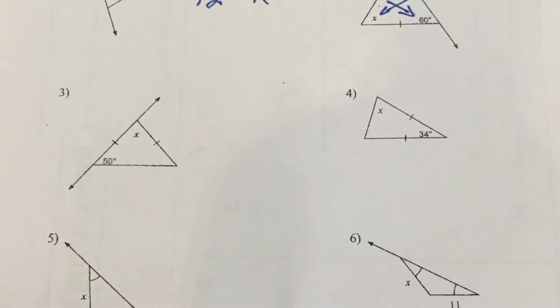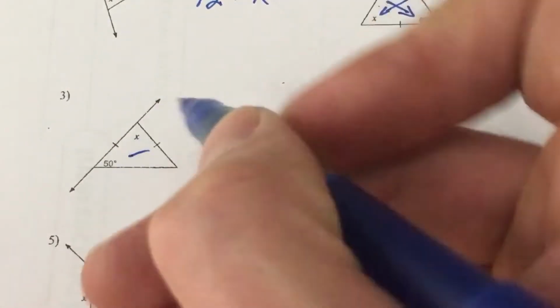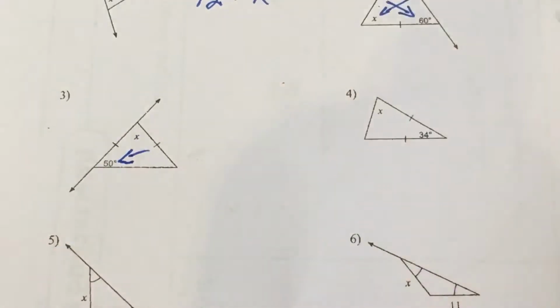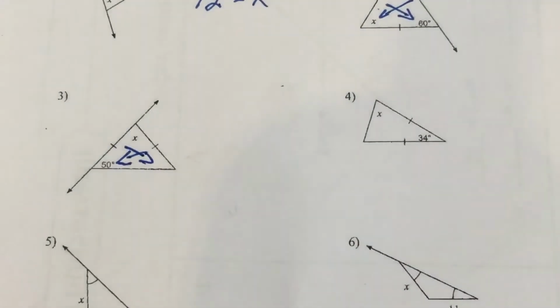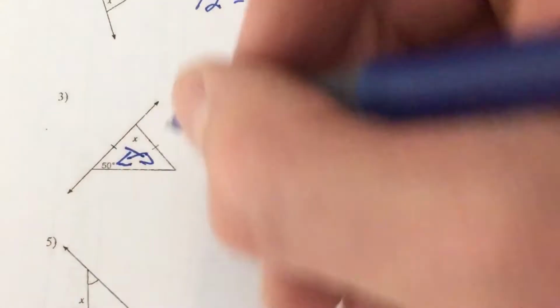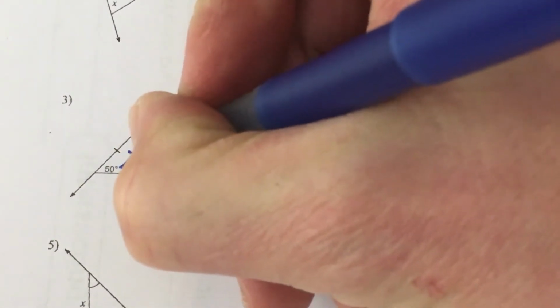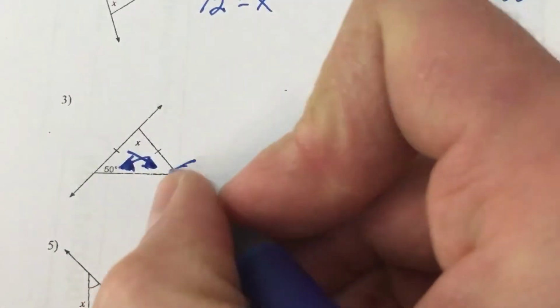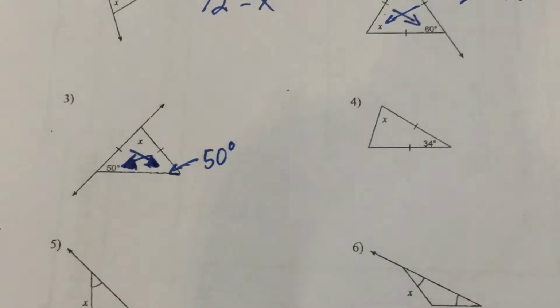Next one, we've got number 3 here. We're dealing with this angle and this angle, and we're looking for x. The difference on this problem is that x is not opposite one of the angles, so it's not actually 50 degrees. This angle right here is 50, so that angle is 50 degrees.